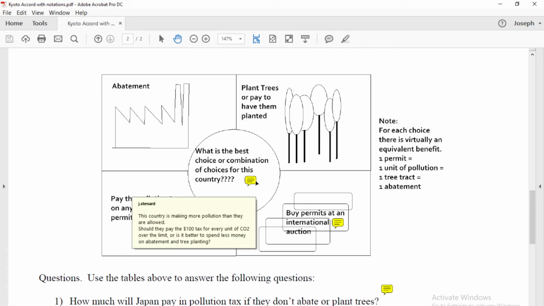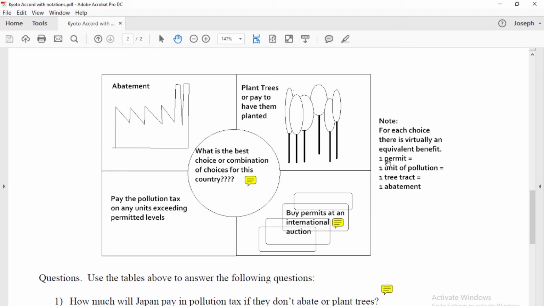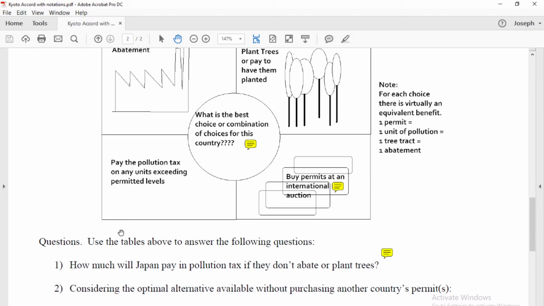The country is making more pollution than they're allowed, so should they pay the $100 tax, or should they plant trees, or should they do an abatement? The reason why those are all equivalent is because 1 permit is equal to 1 unit of pollution, which is equal to 1 tree tract, which is equal to 1 abatement, right? In these scenarios that I give you, this one I'm going to talk all the way through, but the one that I'm giving you to do yourself mirrors this one. I give you Germany instead of Japan. Okay, but this is Japan, so let's go ahead.